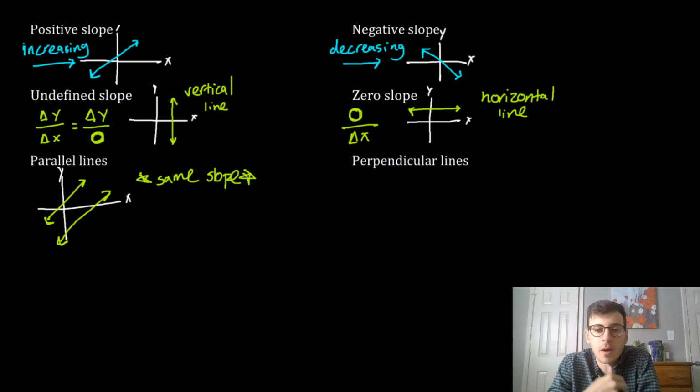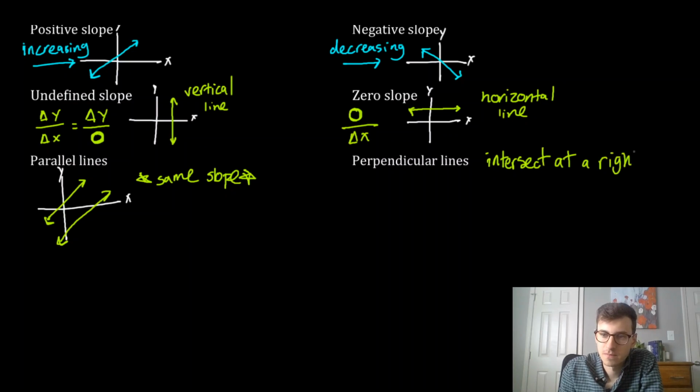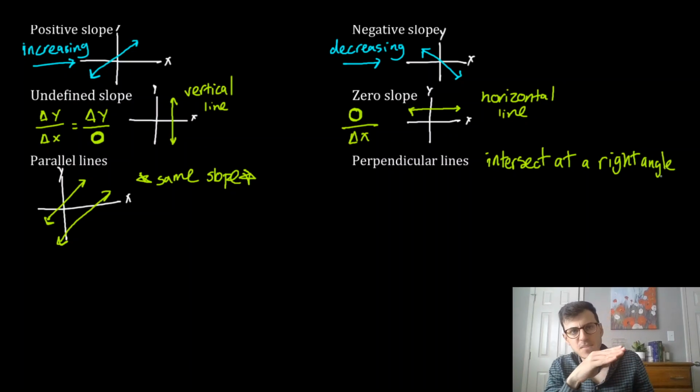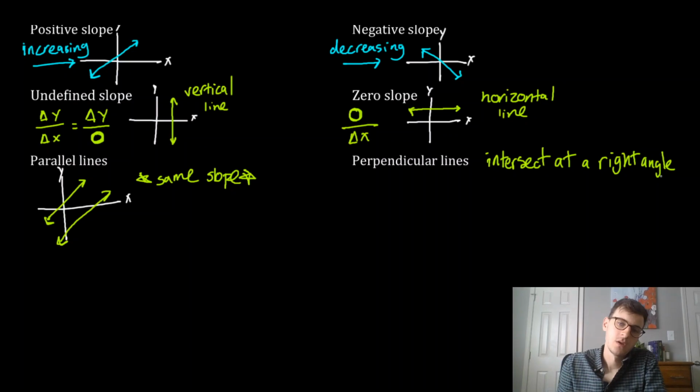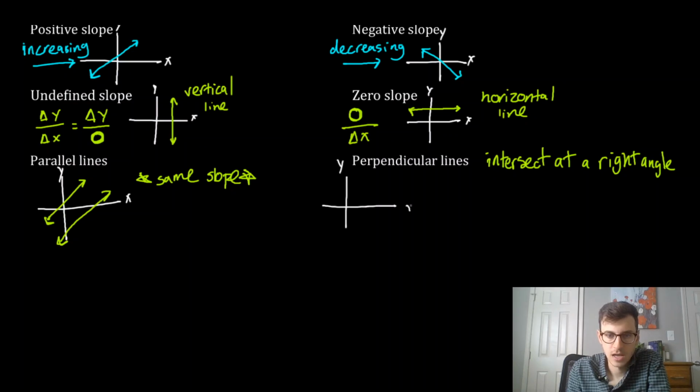Okay, what about perpendicular lines? Well, I think it's worth maybe saying, what does perpendicular mean? Perpendicular lines intersect at a right angle. That's what it means to be perpendicular, to meet at a right angle. Okay, so what does that look like? Well, if we have a graph here, y and x, great.